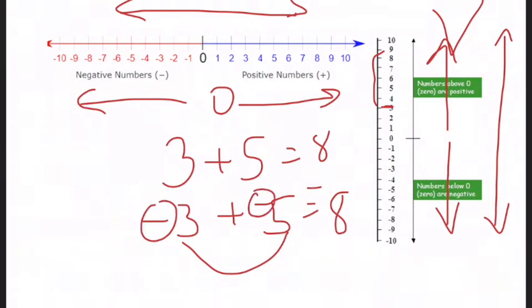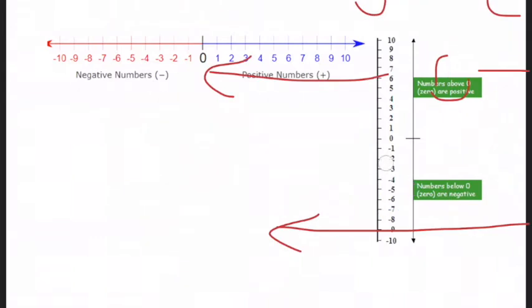So for example, if I'm at negative 3 and I add negative 5, we go down 5, and I get to negative 8. Okay, so now let's talk about if one's positive and one's negative.